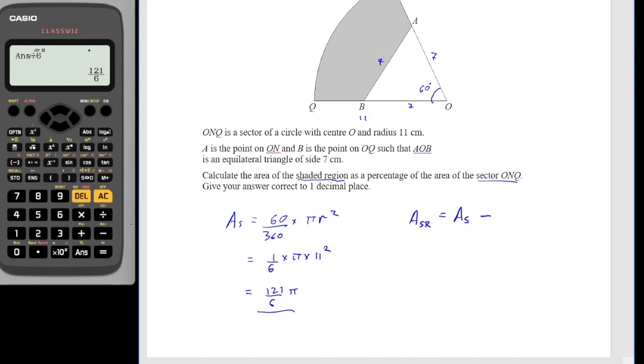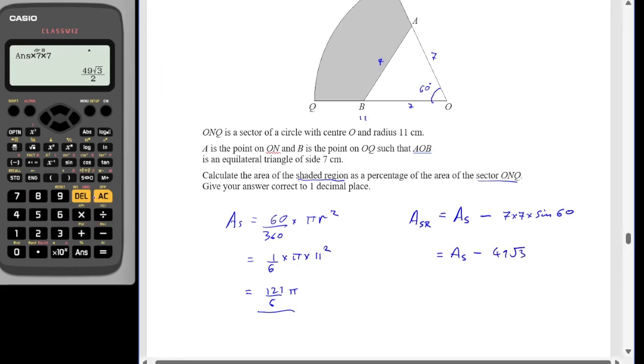Okay, it is going to be equal to half AB sine C, so 7 times 7 times sine of 60. Sine 60 is root 3 over 2, times 7 times 7. So that's going to be 49 root 3 over 2. So the actual area of the shaded region is going to be, and I think we're going to have to go decimal to a point here, 121 over 6 pi minus 49 root 3 over 2. So we can go exact.